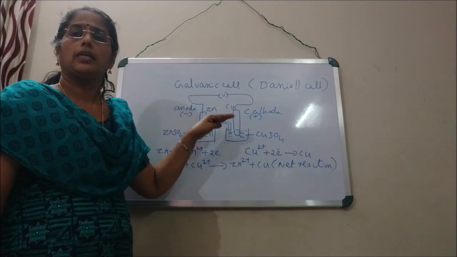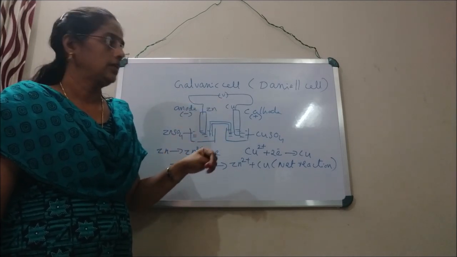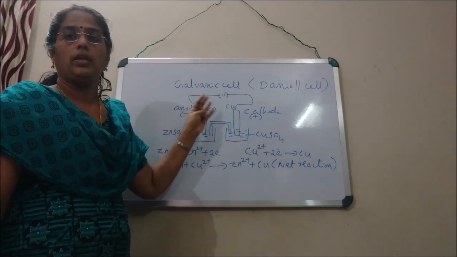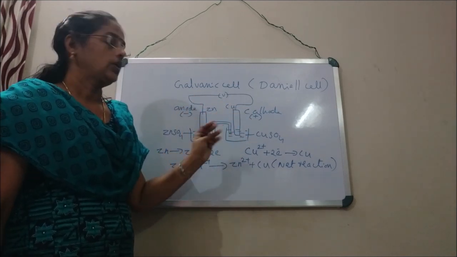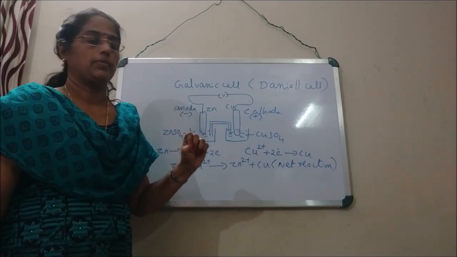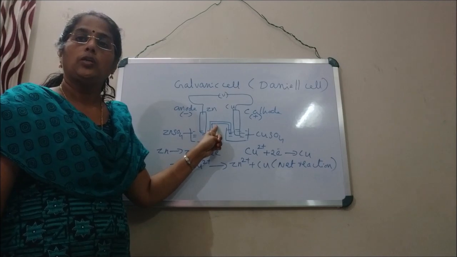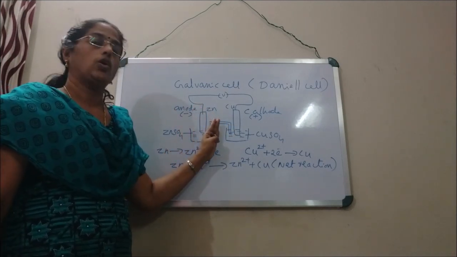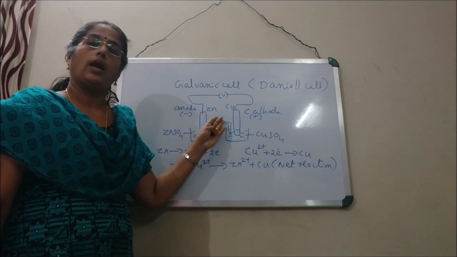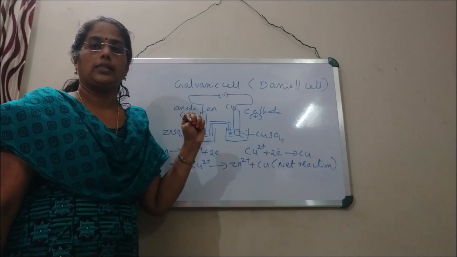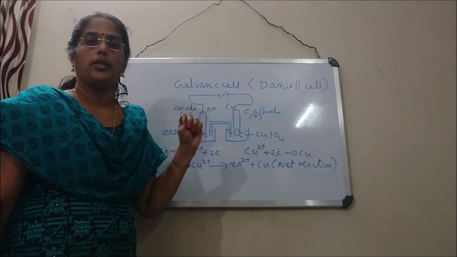So when these ions are accumulated, the flow of electrons will be stopped after a while. So in order to prevent that, the salt bridge is functioning. That means the salt bridge is an inverted U-tube and consists of gelatin or agar-agar powder mixed with inert electrolytes like KCl or ammonium nitrate.